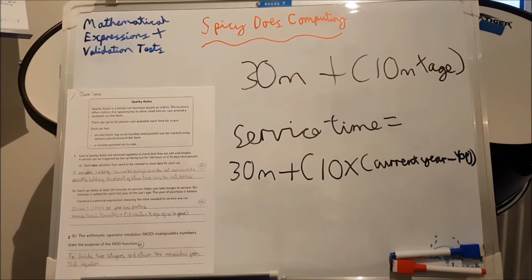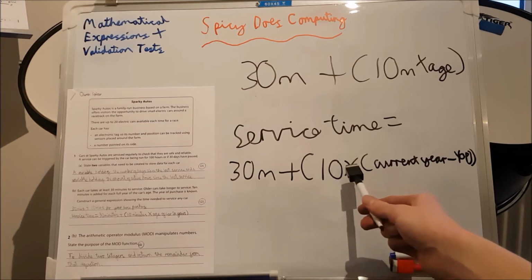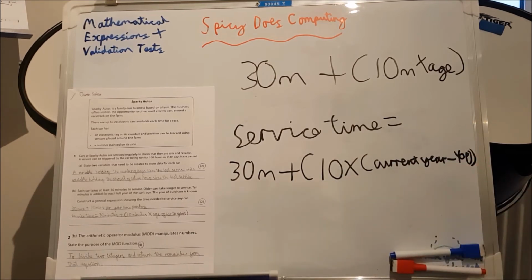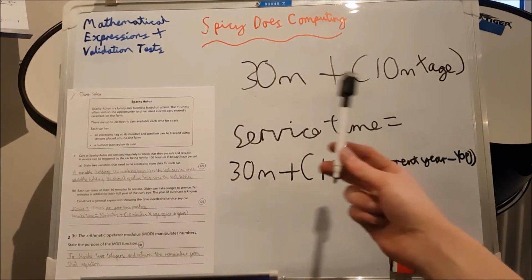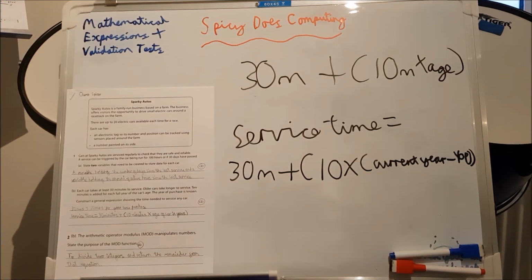Put those in brackets. So, 30 minutes for each car plus 10 minutes times the current year minus year of purchase, which should give us the car's age. 30 minutes plus 10 times the car's age. And that is the general expression we've been asked to construct. The purpose of these general expressions is to make something that any values could be plugged into, and it would work for what we need in this function.